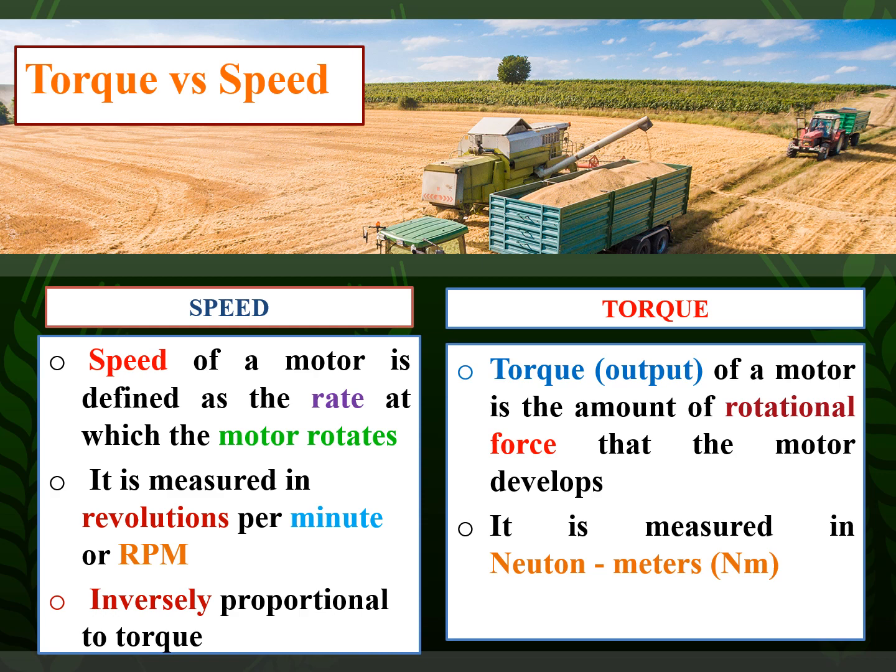Here we discuss the technical terms torque and speed. Speed is how many times the motor spins in 1 minute, and it is measured in revolutions per minute and is inversely proportional to torque, whereas torque is the rotational force developed by the motor. It is measured in Newton meters. Why we are discussing torque and speed means a motor is required to generate high power to rotate the wheels of the tractor.